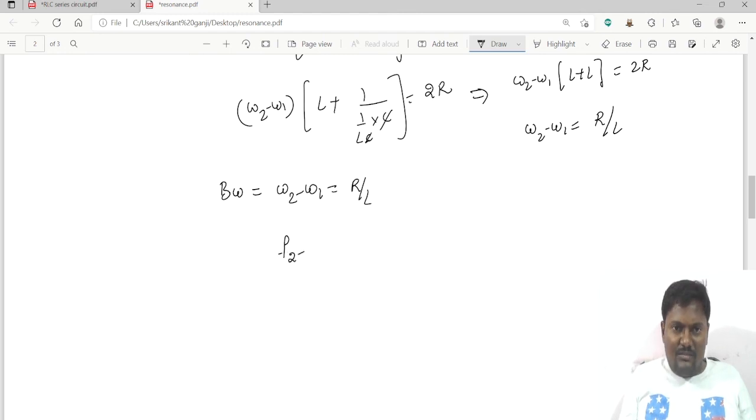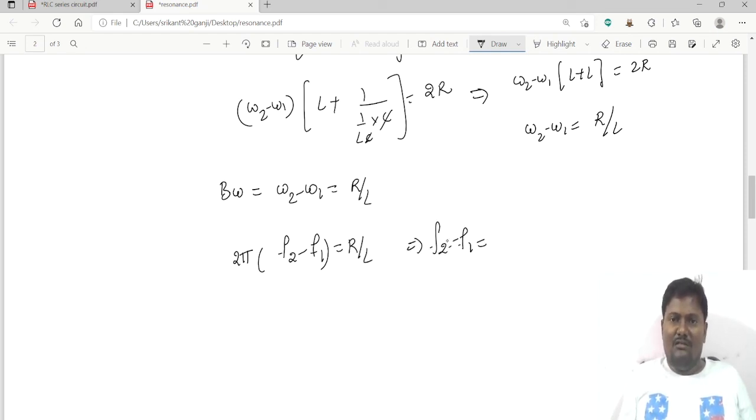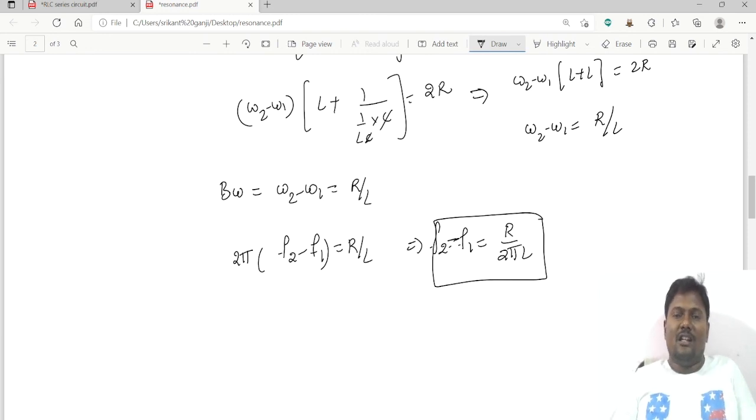If it is in terms of frequencies, f2 minus f1 is equal to R by 2 pi L. And in the JNTU examination I can expect this question, and from resonance this is a very important derivation.